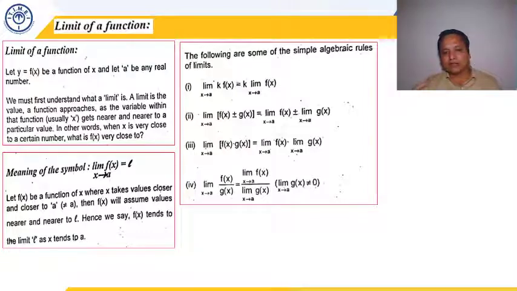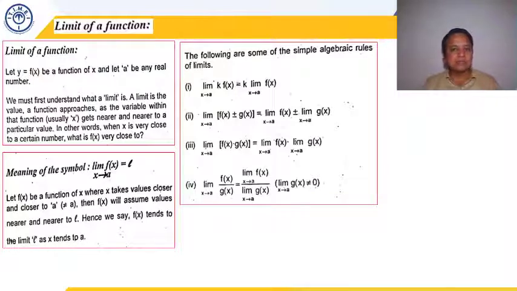Fourth, limit of f(x) upon g(x), where g(x) is a function in the denominator, both as x tends to a, is equal to limit of f(x) as x tends to a in the numerator upon limit of g(x) as x tends to a in the denominator, but the only condition is when x tends to a, g(x) should not be equal to 0. That is, the denominator should not become 0.